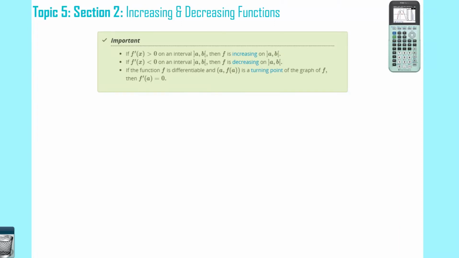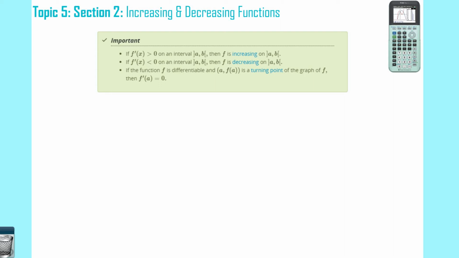Hello, we are doing topic 5, section 2, increasing and decreasing functions. Hopefully you understand now that a derivative is just taking the slopes of all the points of the original function. Looking at the original function, finding the slopes at all those points, and then graphing those slope values. That's what a derivative is.